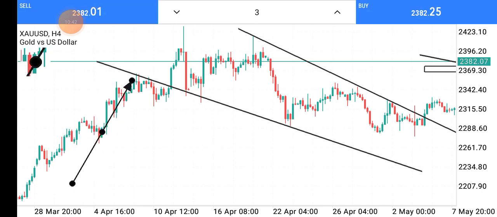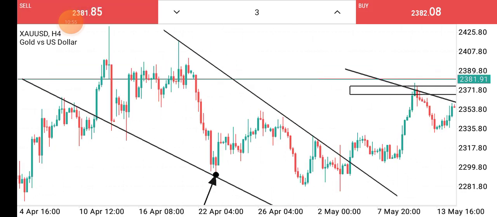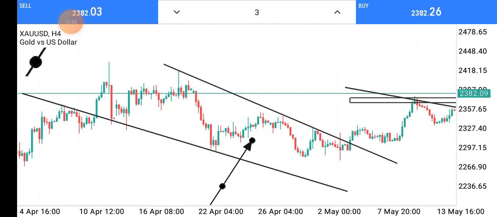You see, I'm considering this is a point, this is a point, this is a point. So we join them with this. This is a kind of a resistance and support. So I joined this trend line as a dynamic key level, and join with this key level, this low here, this point here. Then see what the market did.